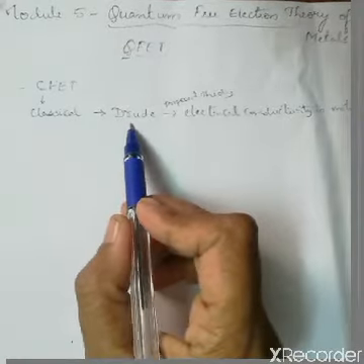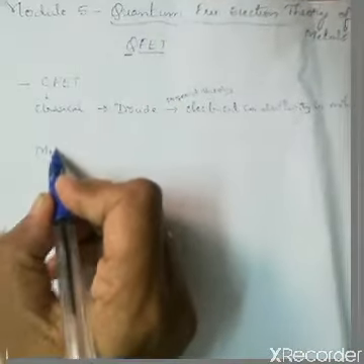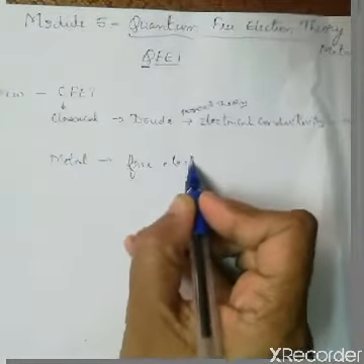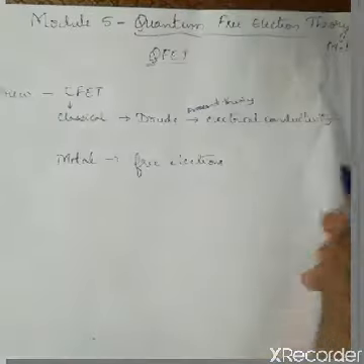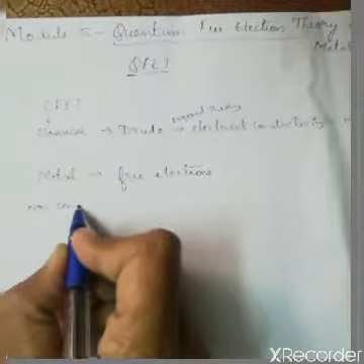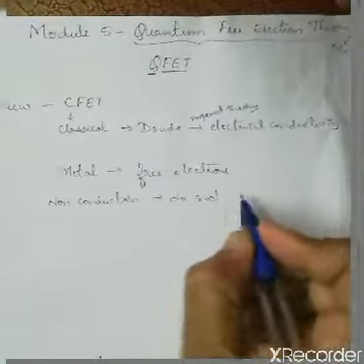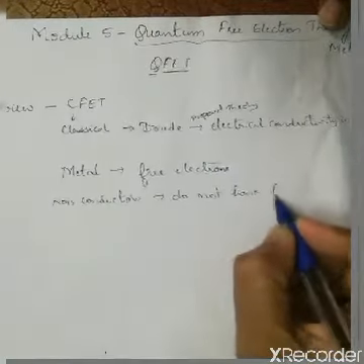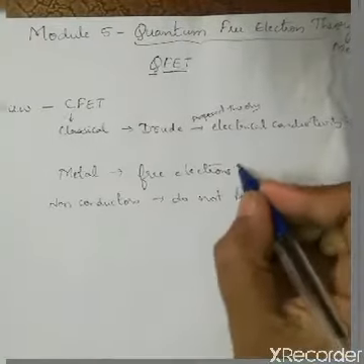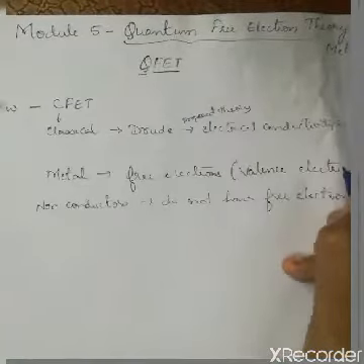According to Drude's theory, a metal consists of free electrons, whereas non-conductors like insulators do not have free electrons. These free electrons are called valence electrons. So how do you get these valence electrons in a metal?